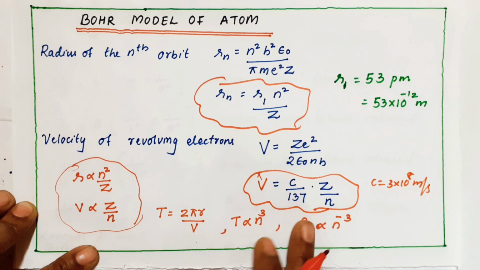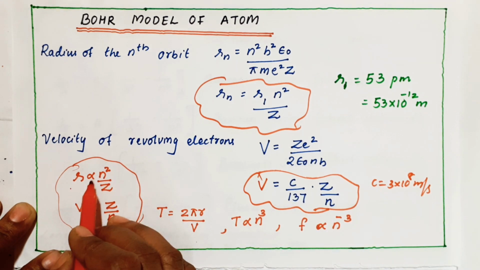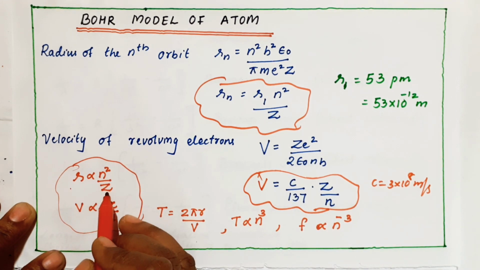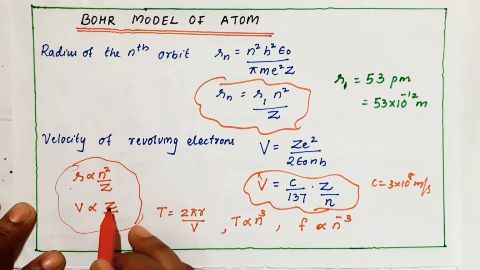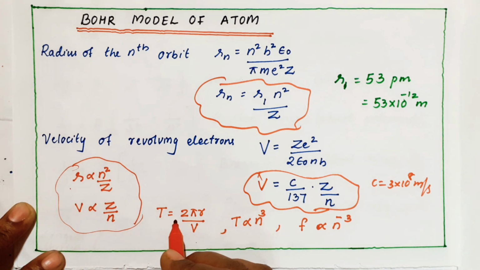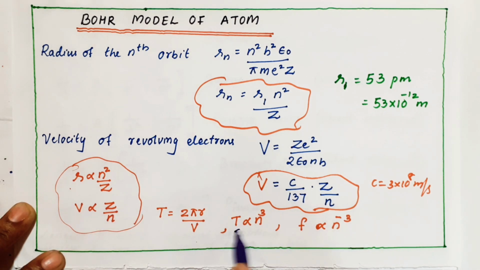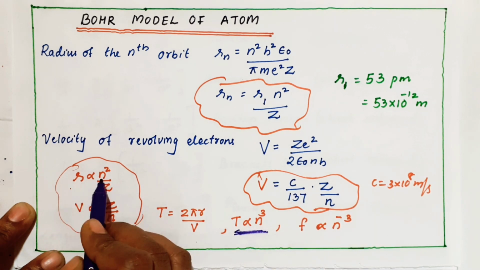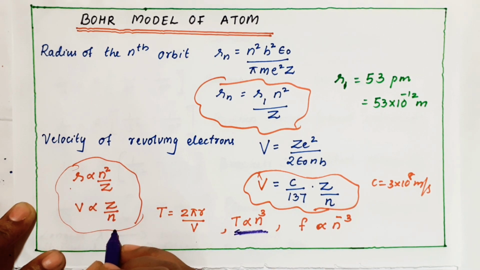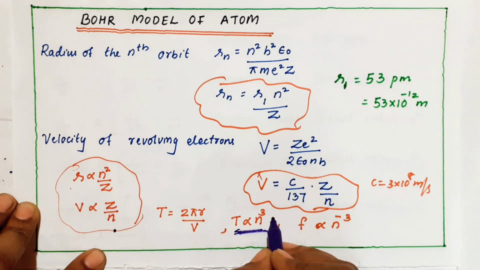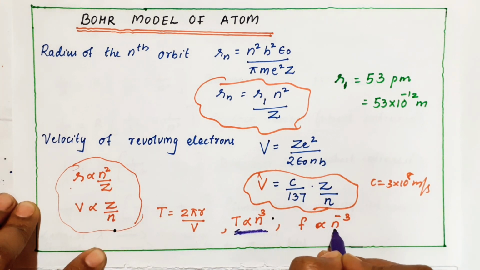From these two equations, you understood that the radius is proportional to n square by Z, where Z is the atomic number. Velocity is proportional to Z by n. That means velocity is directly proportional to atomic number, inversely proportional to n. If you need the time period of an electron around the orbit, that is 2 pi r by v, that is proportional to n cube. Many times this question asks T square proportional to n cube. Radius directly proportional to n square. Velocity inversely proportional to n. If time period is proportional to n cube, frequency is inversely proportional to n cube.